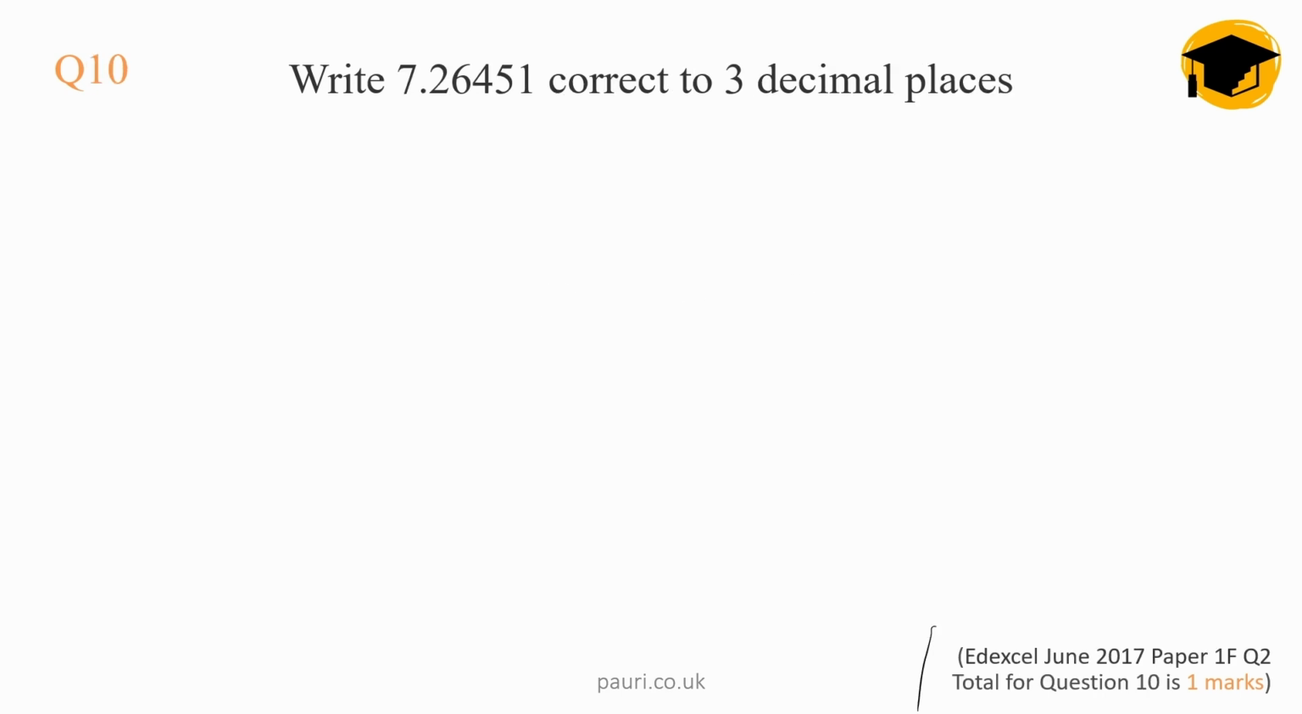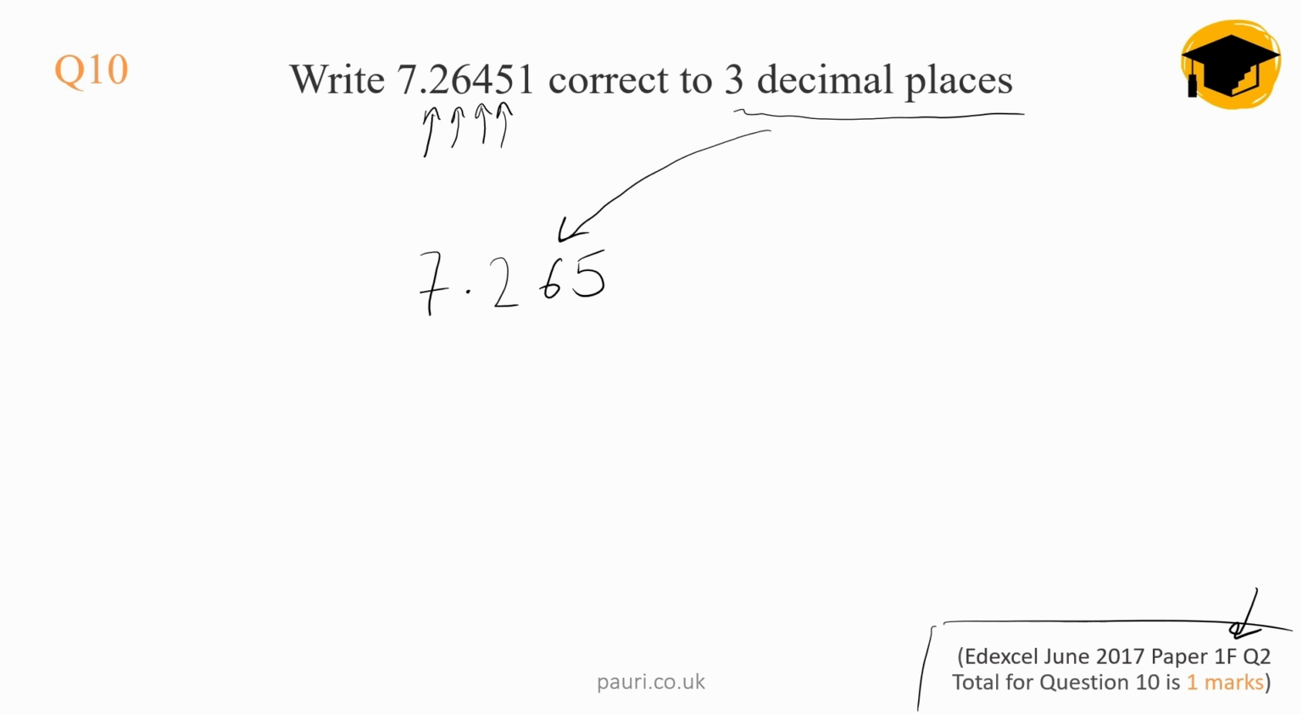Next question, which is an exam question, 1 mark from a foundation paper. Write 7.26451 to 3 decimal places. So this is the first number after the decimal, second, and then the third. 7.265. And you can always check this. 3 decimal places means you want 3 numbers after the decimal, which we have.